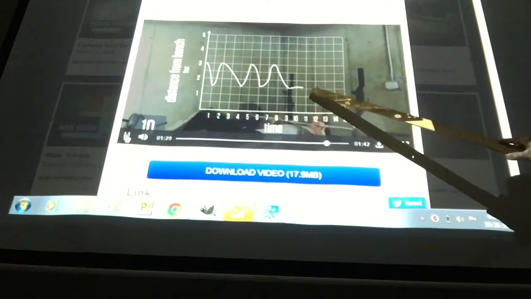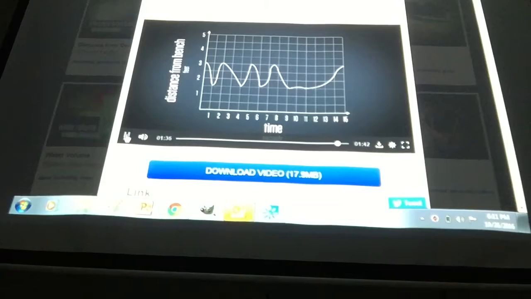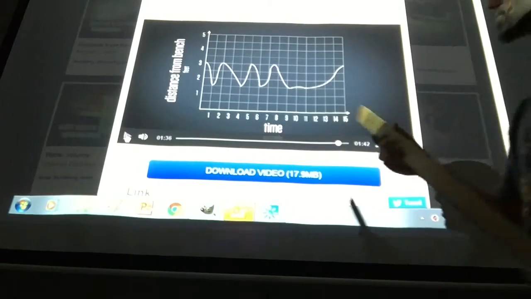So here we go. Starts up and then goes down to 1, goes down and up, down and up, down and up. But this is where he starts having the trouble. But then he winds up getting it up there at the last second. Okay, so I hope that your graph matched this graph.